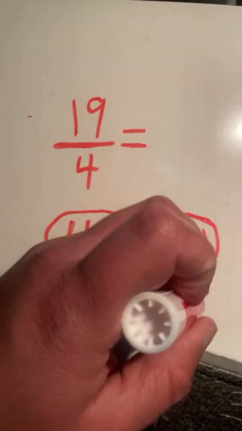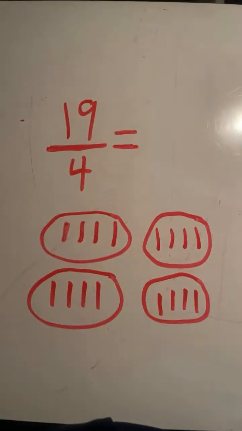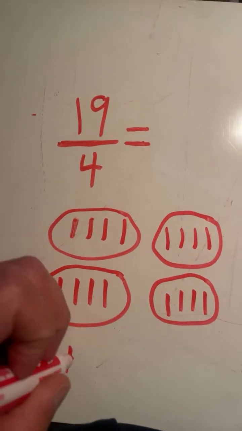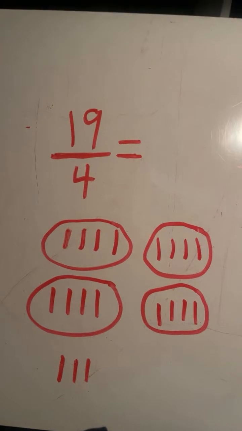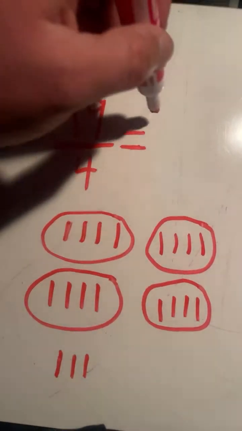13, 14, 15, 16. We now have 4 groups of 4. 17, 18, 19. So we were not able to get a 5th group of 4. We were able to get 4 full groups of 4 within 19. So 4 is our whole number.